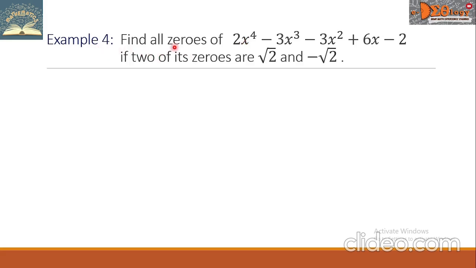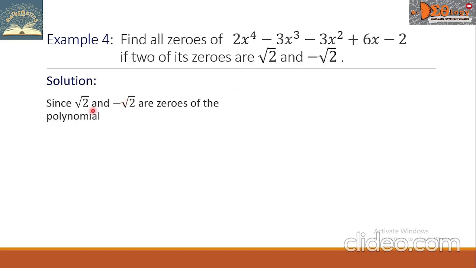Example 4. Find all zeros of 2x raised to 4 minus 3x cubed minus 3x squared plus 6x minus 2 if two of its zeros are square root of 2 and negative square root of 2. Since square root of 2 and negative square root of 2 are zeros of the polynomial, then we can write x minus square root of 2 times x plus square root of 2.